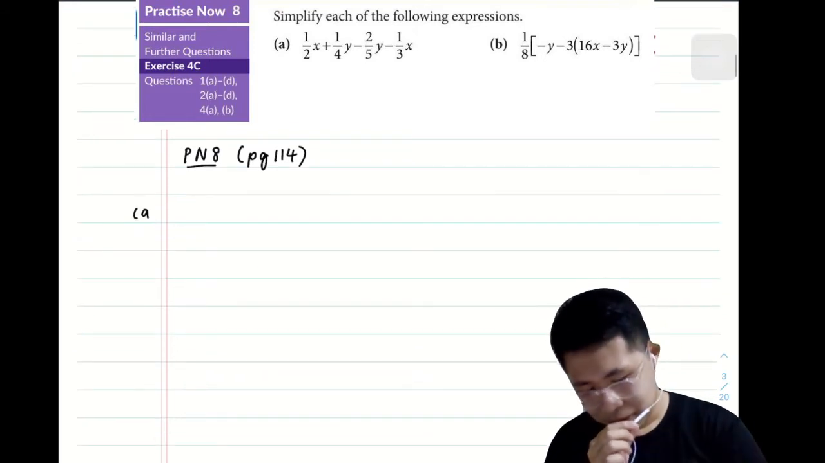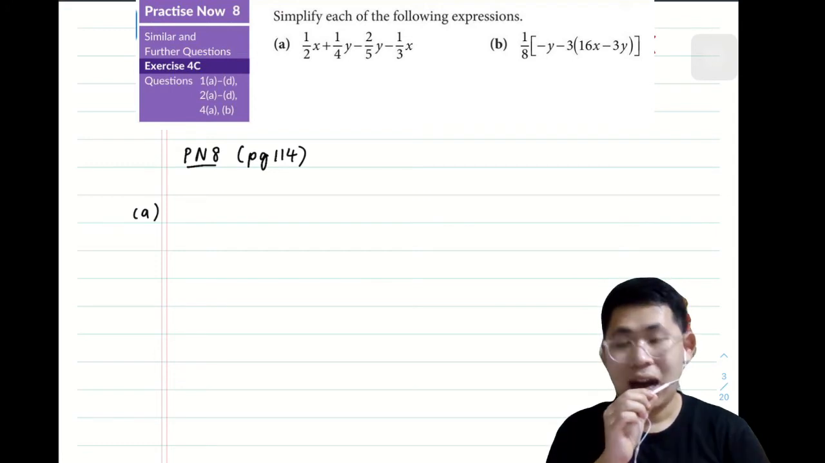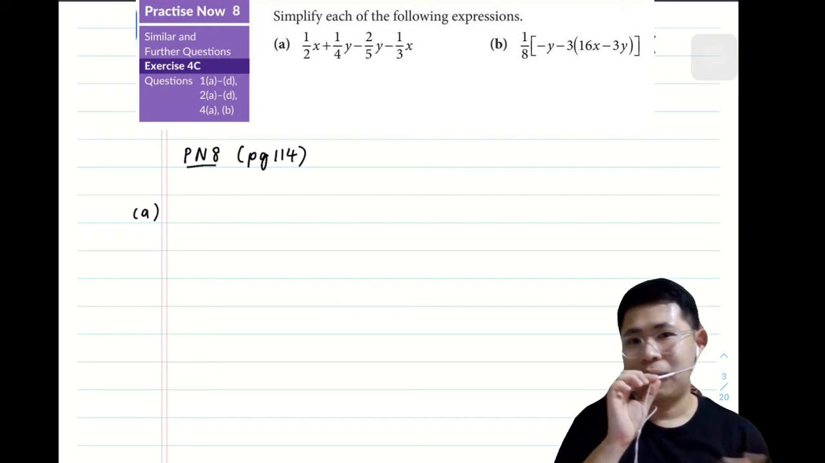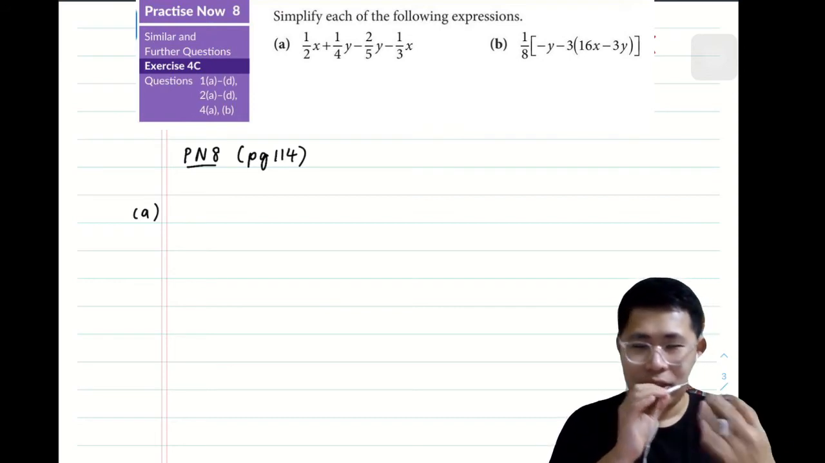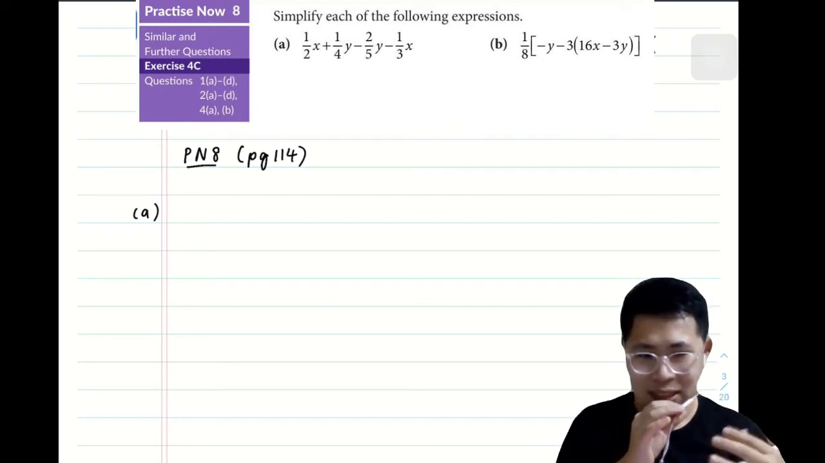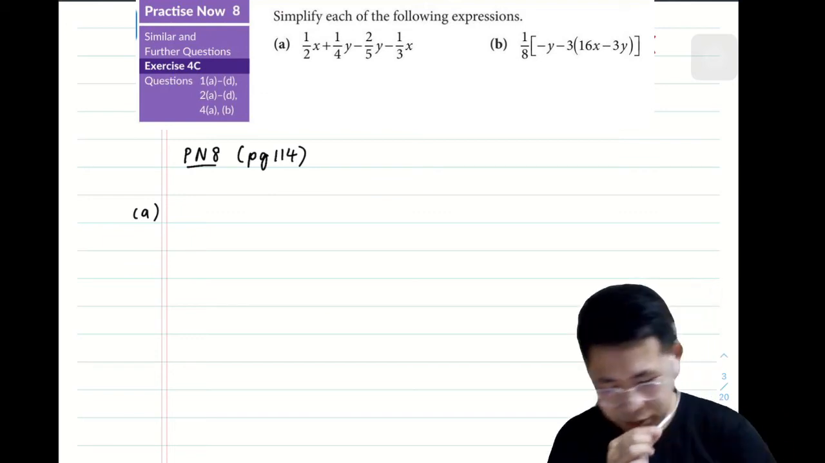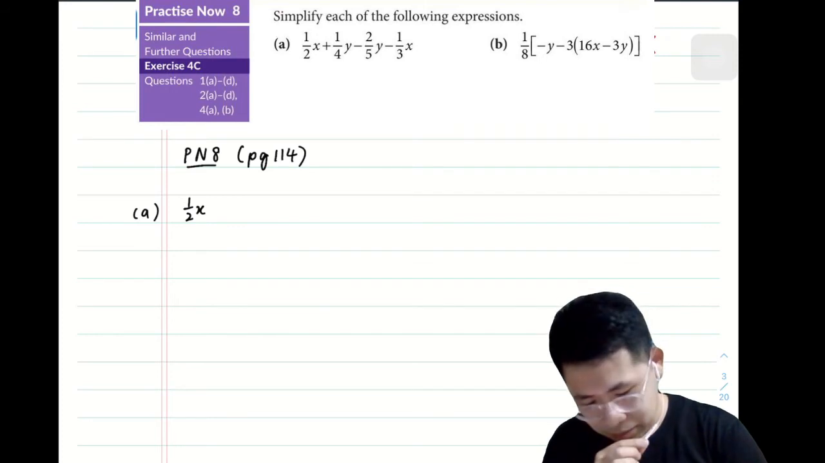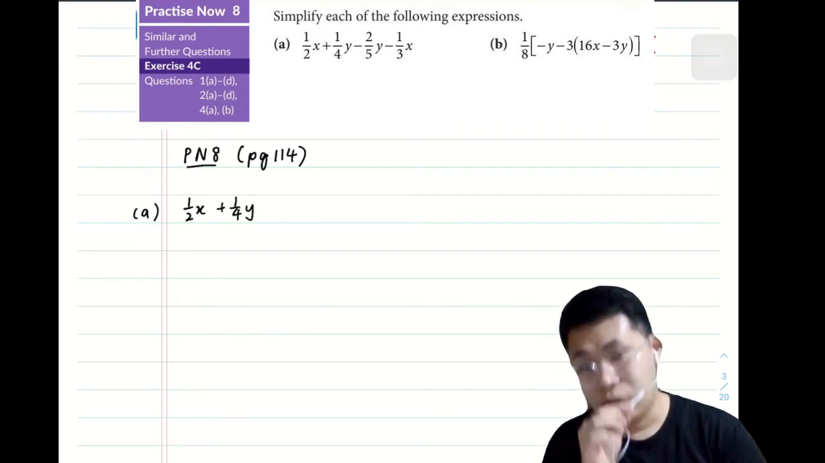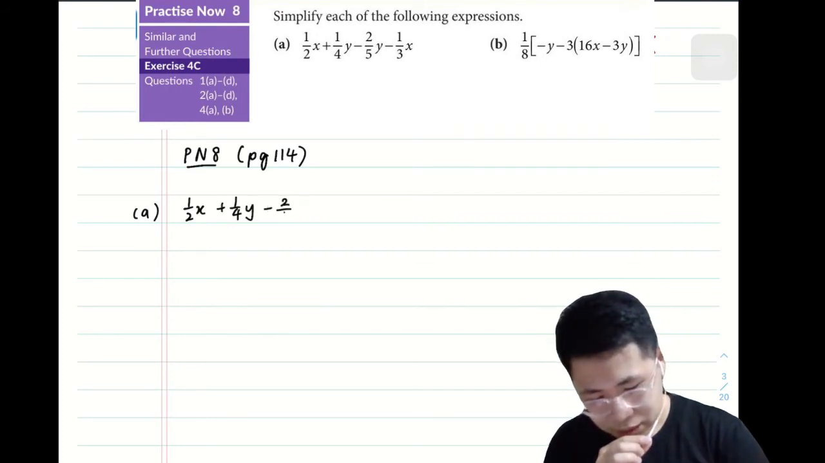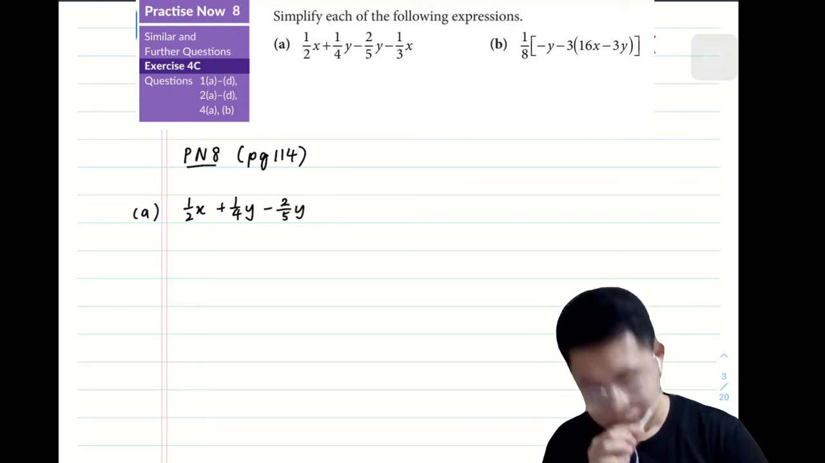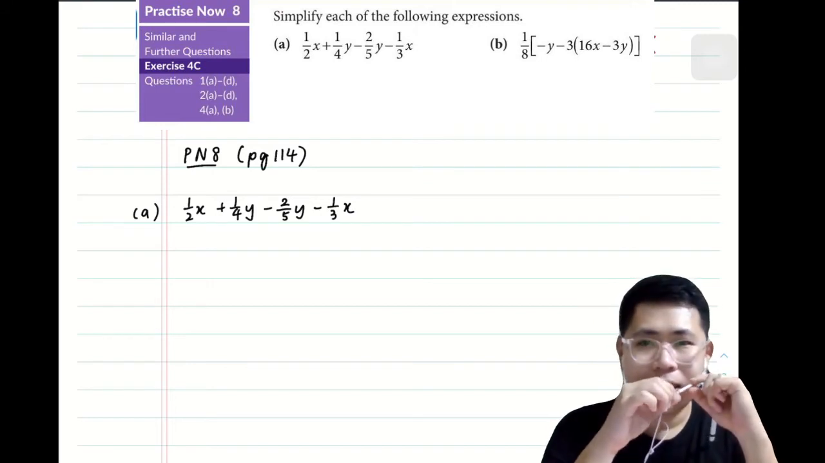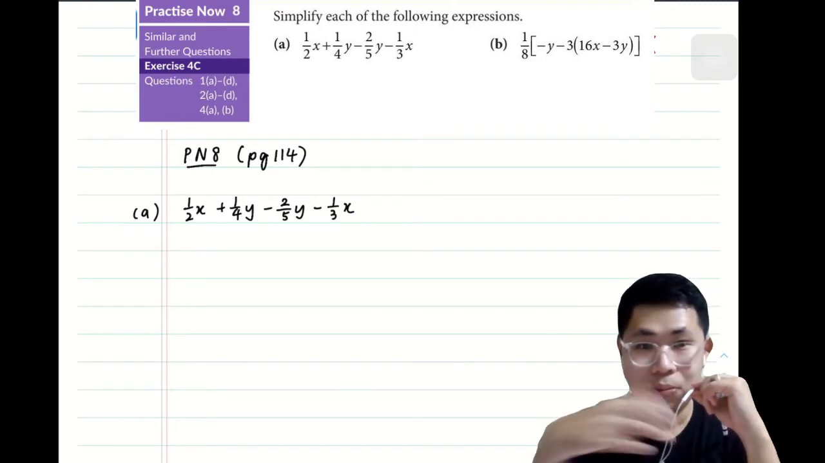Now the first example: we have half x plus a quarter of y minus 2/5 of y minus a third of x. As you read, you try to read it as though it's English, and understand it from an English point of view. So we have half x plus 1/4 y minus 2/5 y minus 1/3 x. Now the thing is, we have x's and y's all separate.